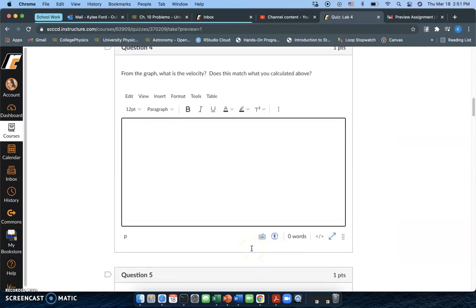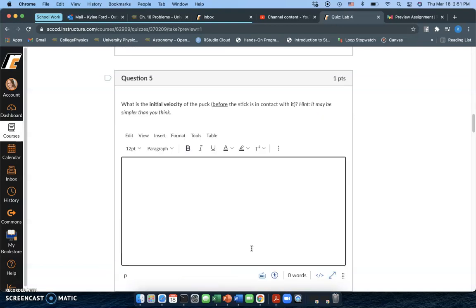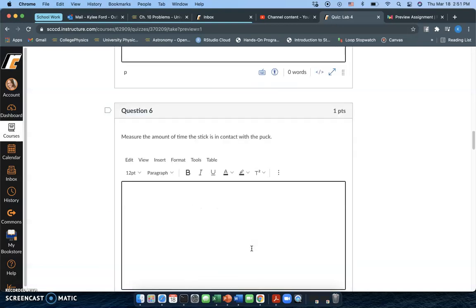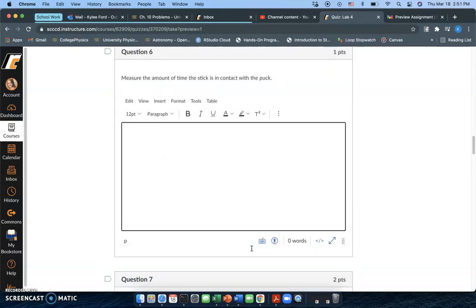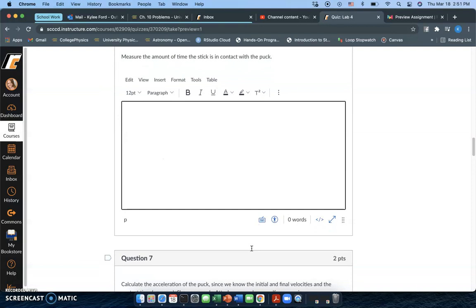And then it asks you a few questions. What is the velocity from the graph? Does it match what you calculated? What's the initial velocity of the puck? And it wants you then to measure the amount of time that the stick is in contact with the puck, and from that we are able to calculate the acceleration of the puck.